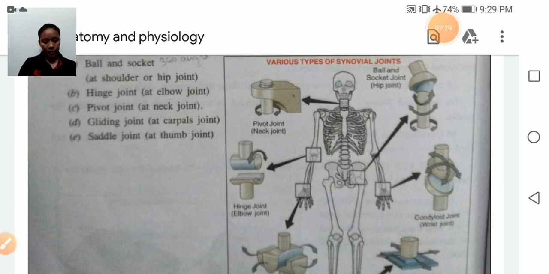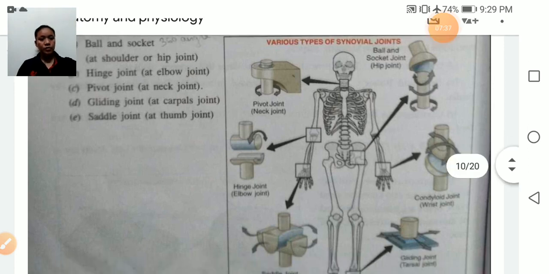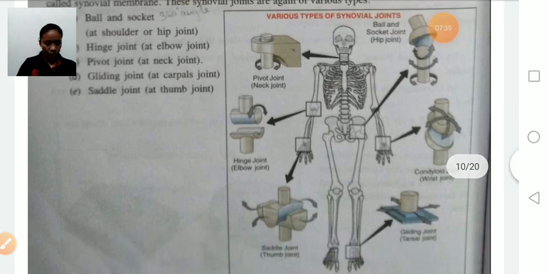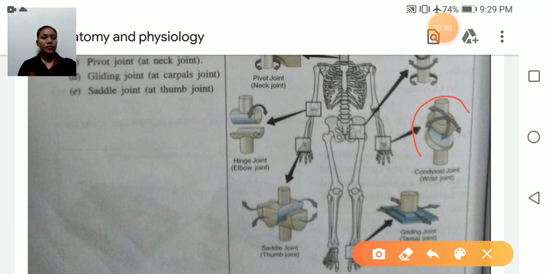Saddle joint is present at the thumb. Saddle joints allow movement at two axes and allow different movements. And condyloid joint provides flexion, extension, abduction, adduction, and circumduction movement.